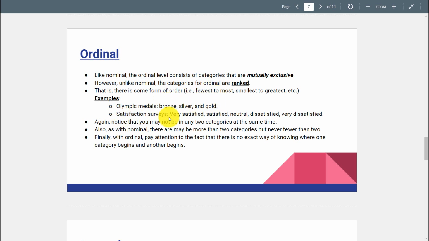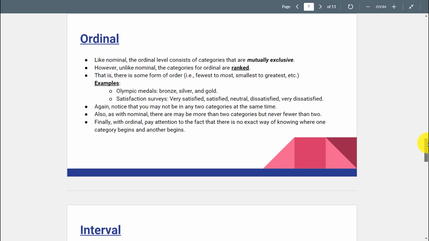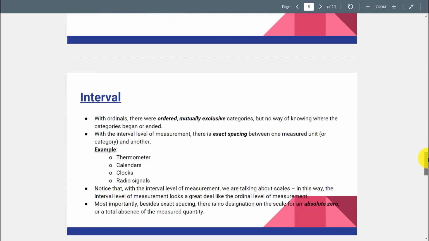Satisfaction surveys. Remember these: very satisfied, satisfied, neutral, dissatisfied, very dissatisfied. These are an example of ordinals. One category is better than the other. You only fit in one at a time. That's the only way you can answer. And that's another way to remember the O of ordinal.